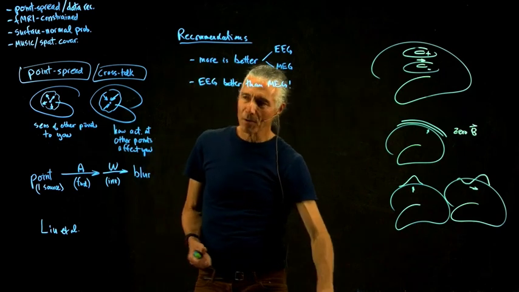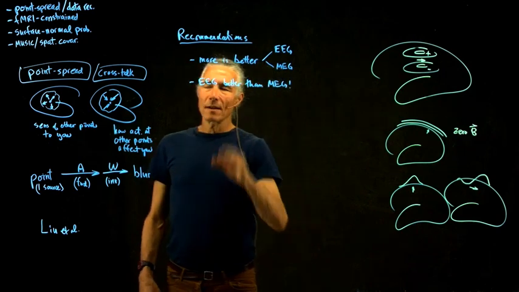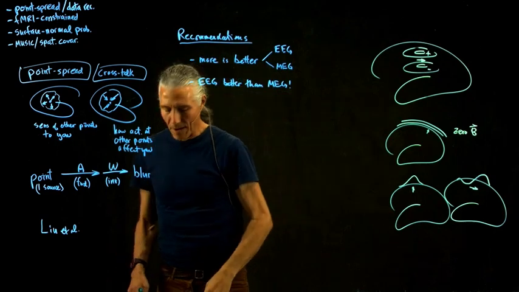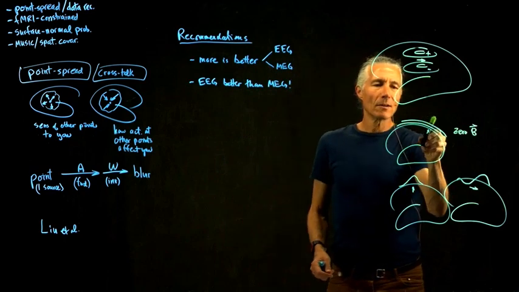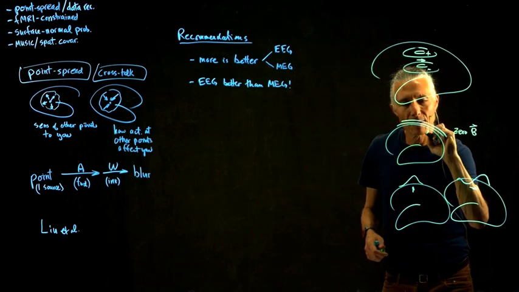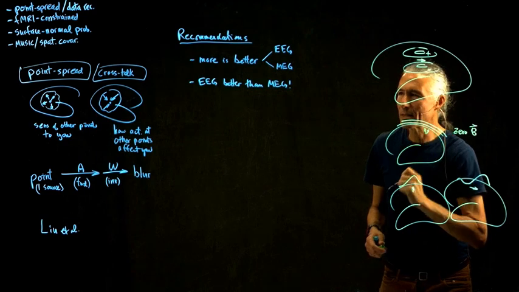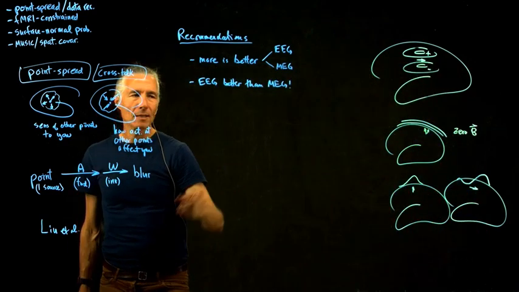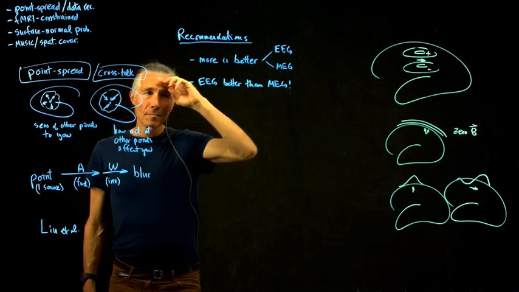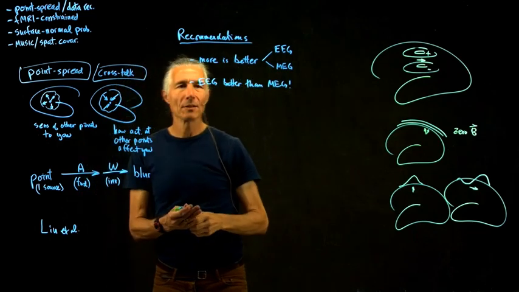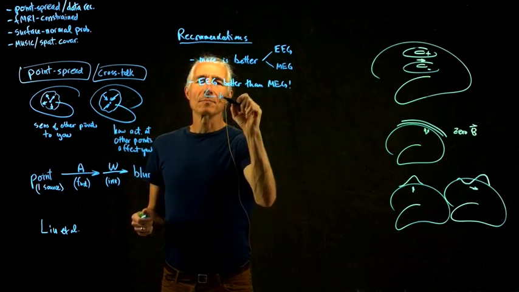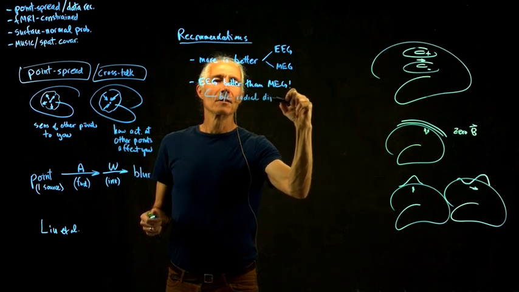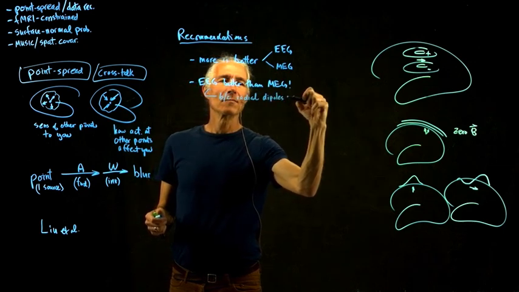So EEG turns out to be better than MEG. It has better coverage because things that are exactly perpendicular to the surface just die away. Now, as soon as the dipole is a little bit off center, even if it's just, say, 20 degrees off, that's enough to start to give you a small signal in MEG, but a signal nevertheless. But because of this problem, radial dipoles are invisible.